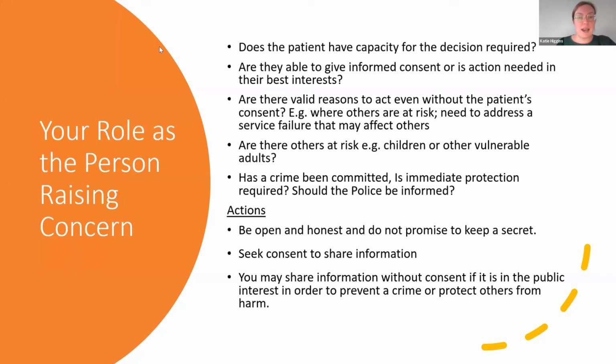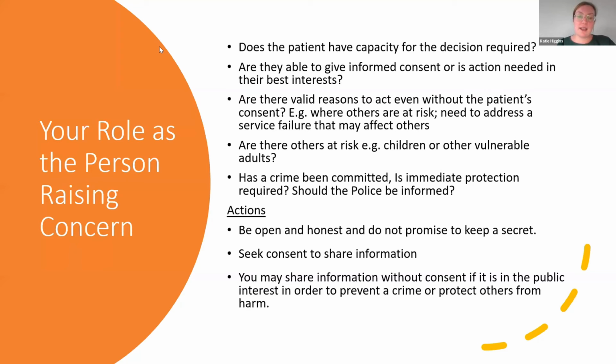Are there valid reasons to act even without the patient's consent? So again, is a patient at risk if they've not consented to a social care referral or a social care discussion? Do you need to act on their behalf? Do you need to act if there looks like there's a service failure where other people may be affected? Particularly around domestic abuse, we need to be mindful: are there children in the property or in the family? Because that would need a referral to children's social care. So if you go to a victim of domestic abuse and there are children involved in that family, then that's an absolute social care referral for children's safeguarding.